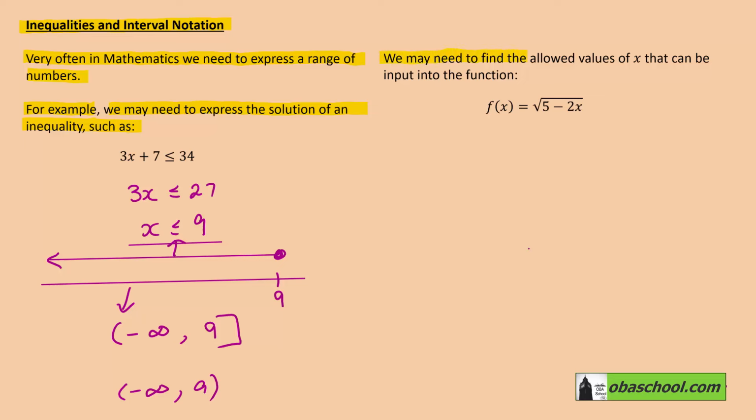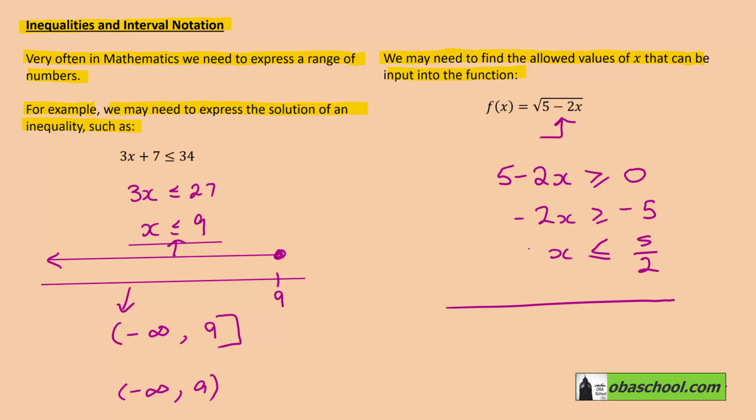We may need to find the allowed values of x that can be input into the functions shown. We can't have negatives under a square root, so we need 5 - 2x to be greater than or equal to 0. We're okay to put zeros under a square root, but not negatives. Subtracting 5 from each side gives us -2x is greater than or equal to -5. Then when we divide by -2, we need to reverse the inequality sign. And we get x is less than or equal to 5/2.